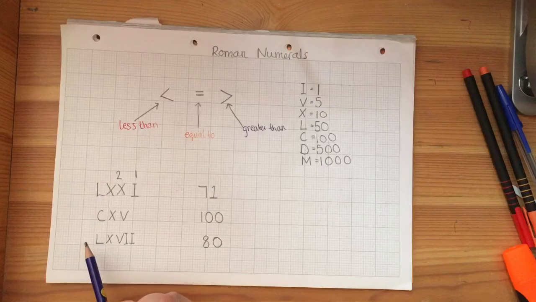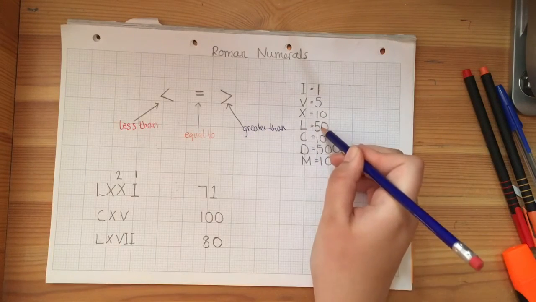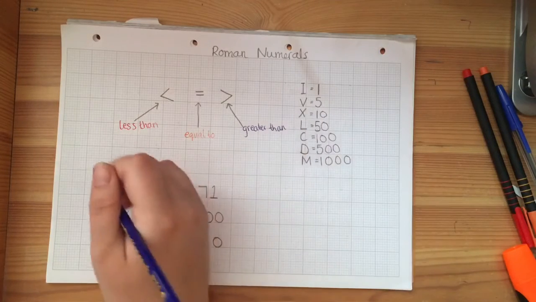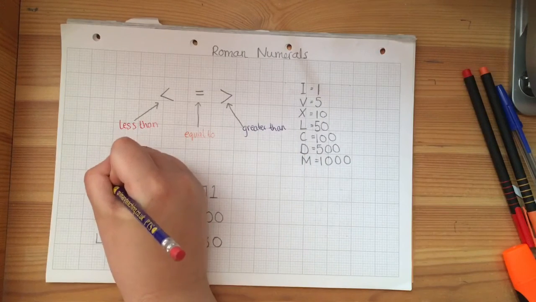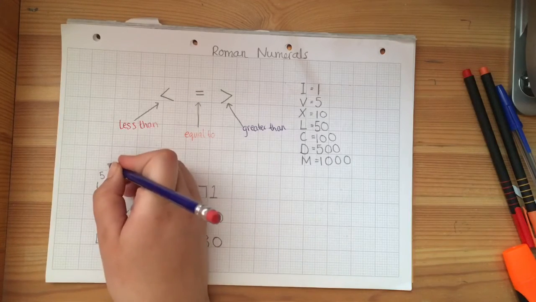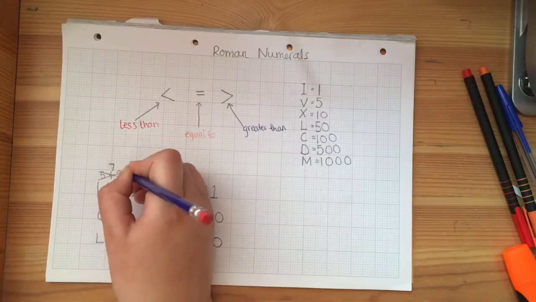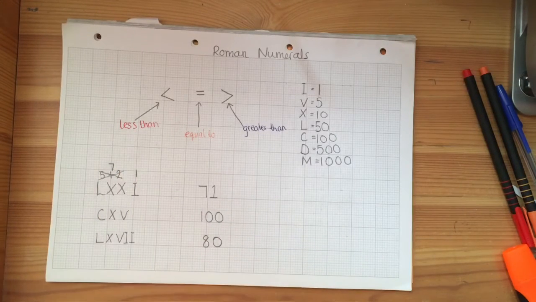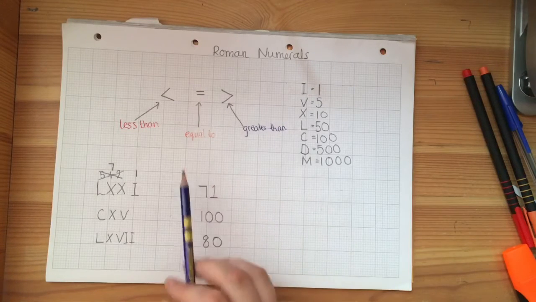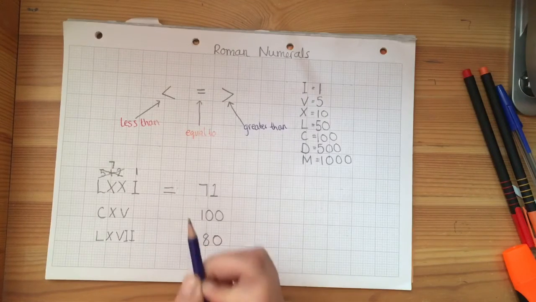But I had an L, so that's the problem. I've got to add 50 to my 2 X's. So this is 5, add 2, which equals 7. So I can cross that bit out now. I've got 71. And over on this side it says 71. So that means that it is equal to the number on its other side.